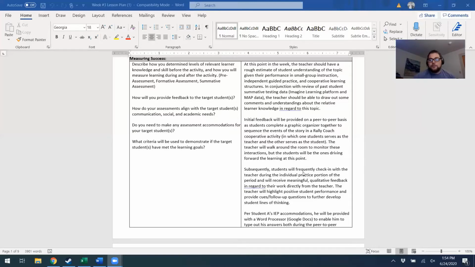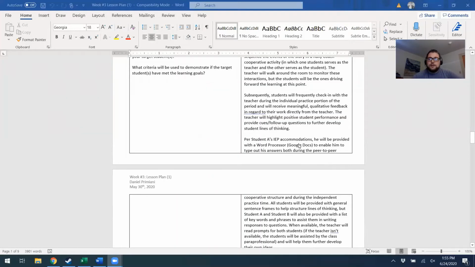Students will frequently check in with the teacher during the individual practice portion of the period, and they will receive meaningful qualitative feedback in regard to their work directly from the teacher. The teacher will highlight positive student performance. When they're showing me their work, I will be giving back focused, meaningful feedback, not just, oh, nice job, good work. No, it doesn't stop at that. You need to be specific, provide cues and follow-up questions to further develop their line of thinking. That's key to driving student understanding forward.